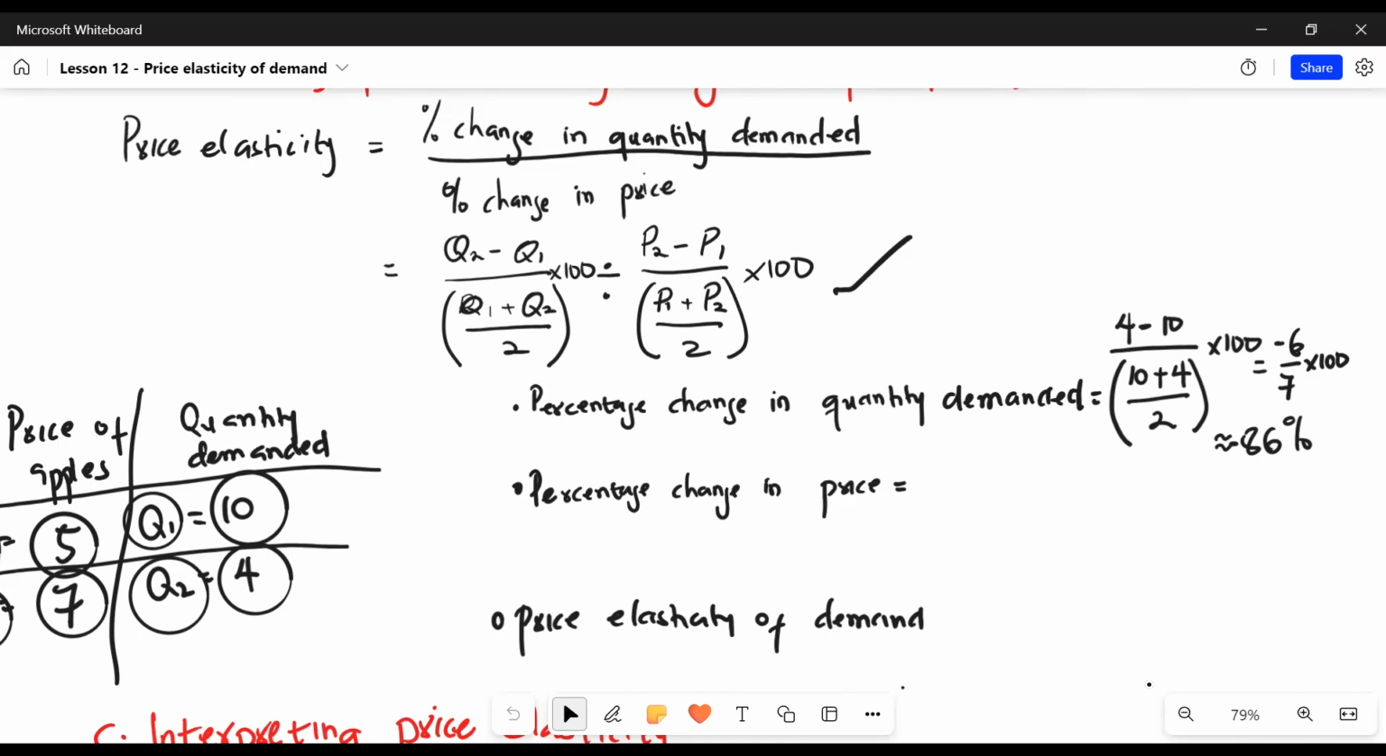Now, let's calculate the percentage change in price. P2 here is 7 minus P1, which is 5, divided by P1, which is 5, plus P2, which is 7, divided by 2, multiplied by 100. This gives us 2 divided by 6 times 100, which is approximately 33%.